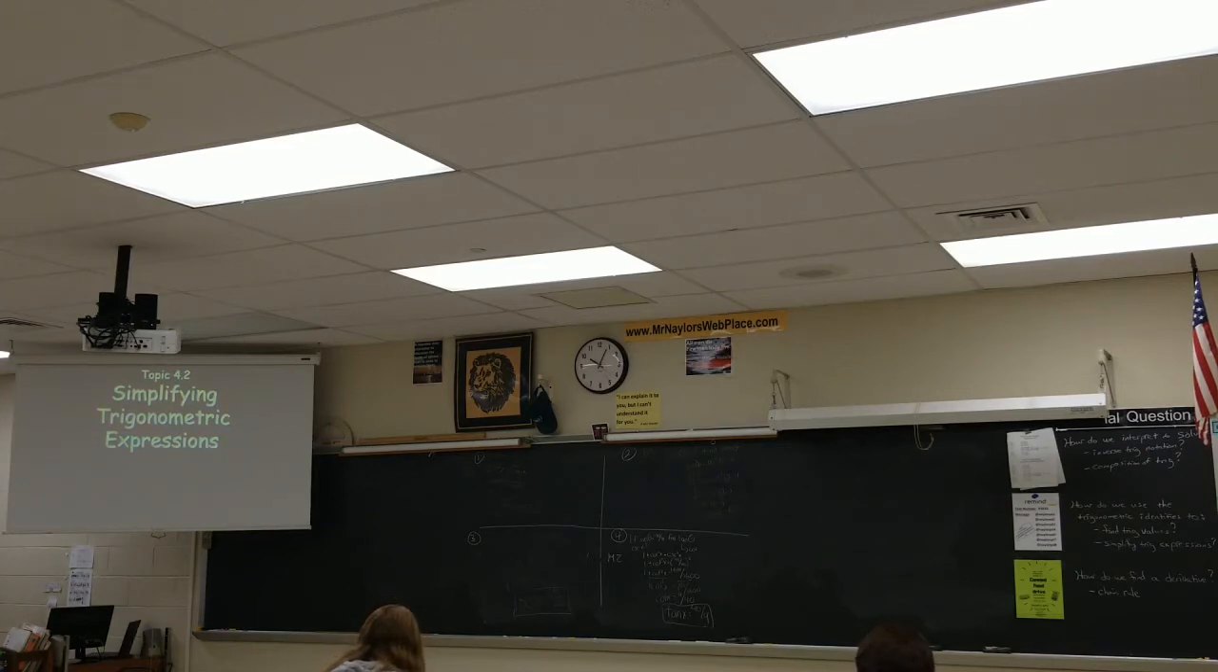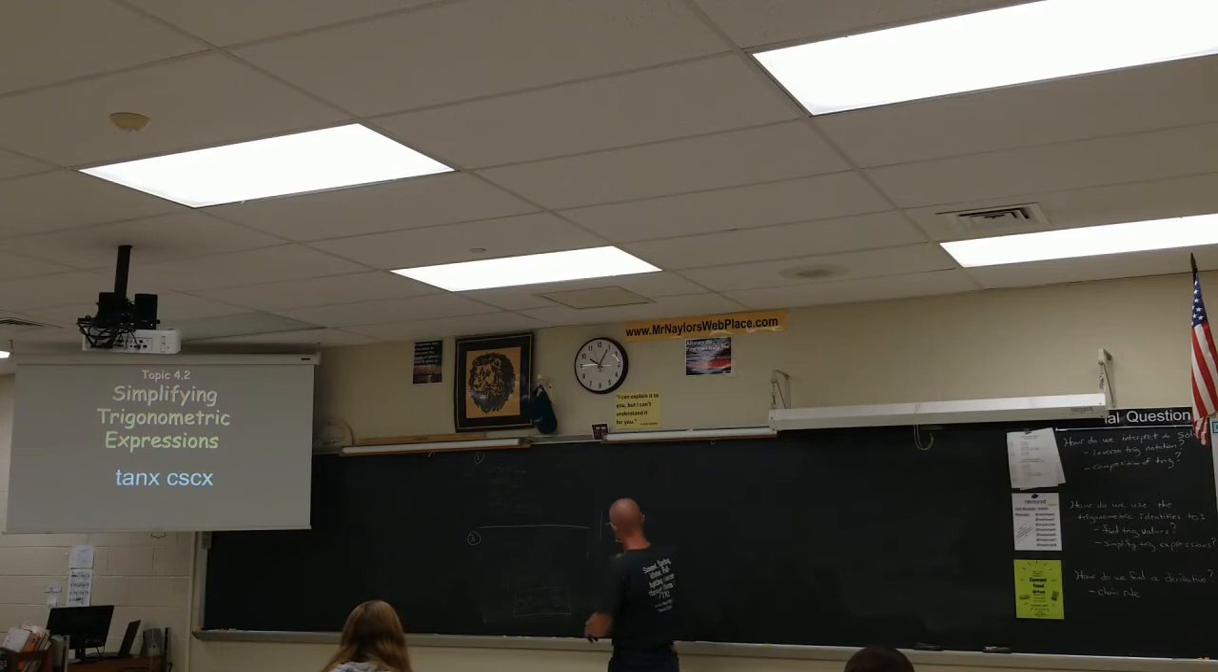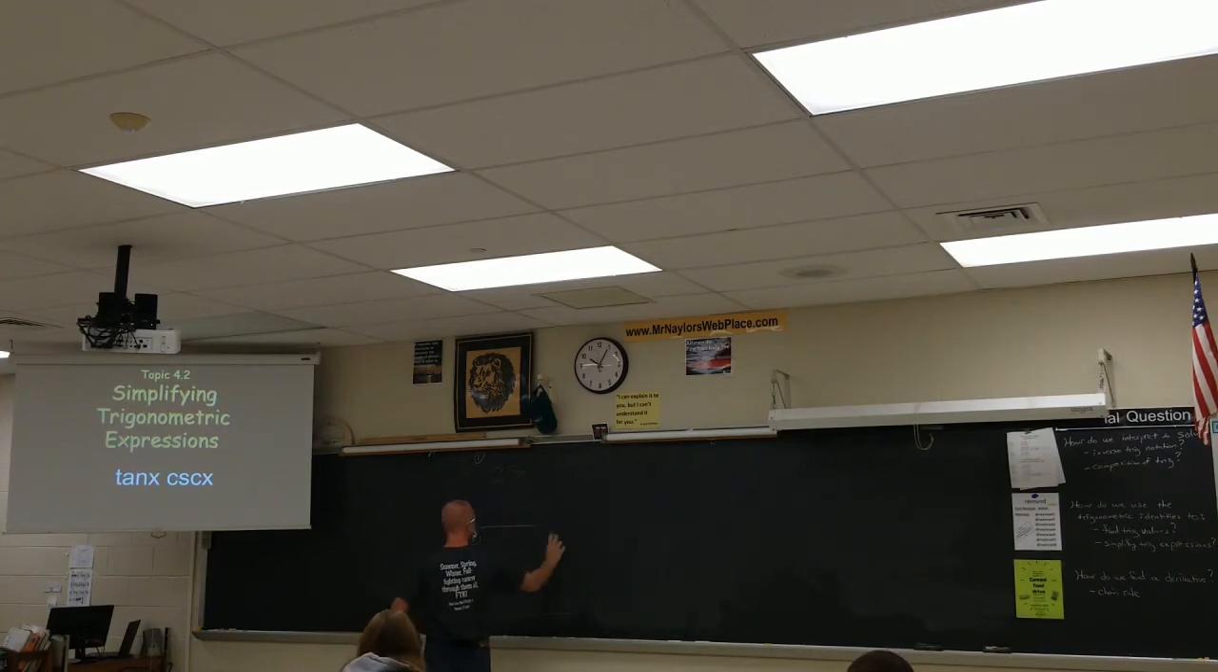Like this trig expression, let me just show it to you, and so you can copy down whatever you want to copy down. It says tangent times cosecant. So that's a trig expression. Tangent times cosecant. It turns out that it can be simplified. It can actually become something simpler. Something simpler. So how?